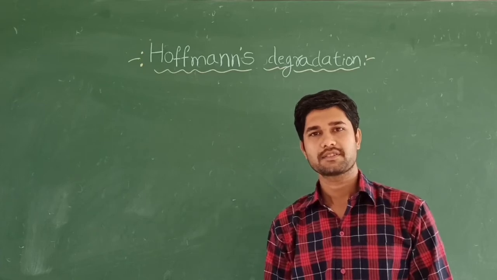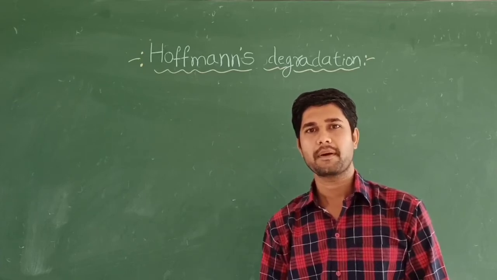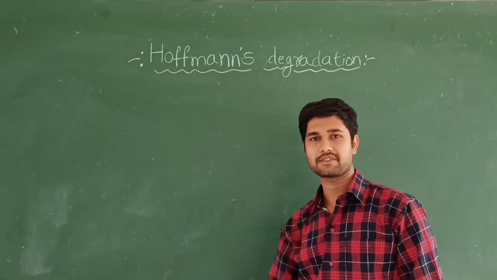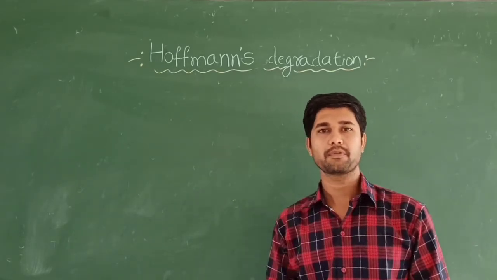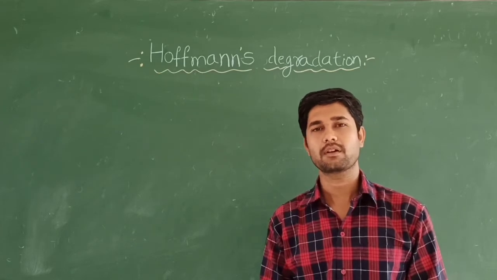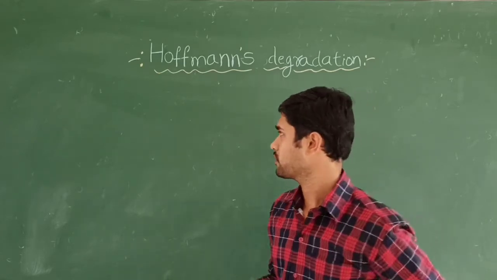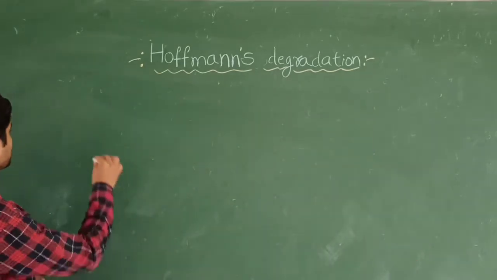Let's continue the discussion on the preparation of amines by using Hoffman degradation. Here you are going to use the amide group and bromine in order to get the primary amine. Let's see the reaction first.